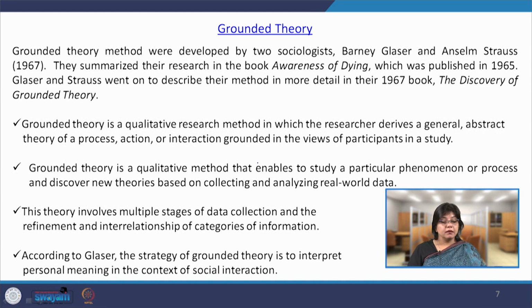So, grounded theory is a qualitative research method in which the researcher derives a general abstract theory of a process, action or interaction grounded in the views of participants in a study. For instance, when any particular situation or event has been created or a group of people are experiencing a different kind of situation, then there has to be some abstract understanding of that particular situation among all the members of the group. So, some abstract understanding is already grounded in the behavior of the members of the group, and how that abstract understanding is developed into theory, that is the base of grounded theory.